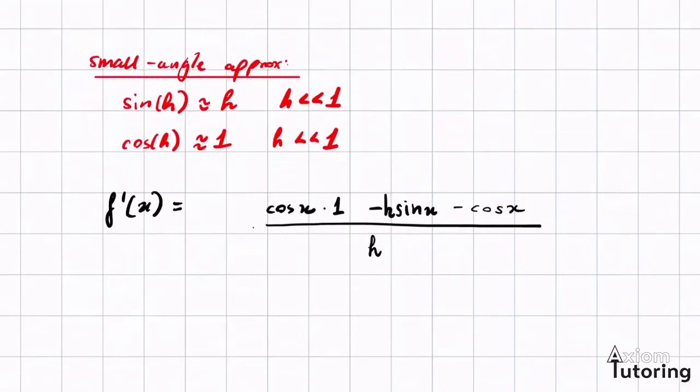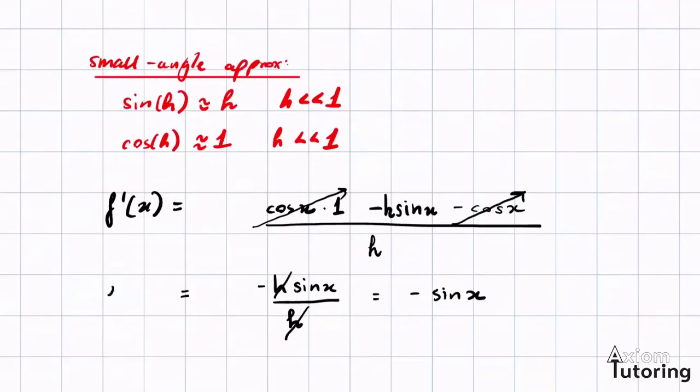So we can see here that cos x times 1, that's just cos x, and that is cancelled from minusing cos x in the last term there. And so what's left is minus h sine x over h, and we can cancel out the h, and we're left with minus sine of x for f dash of x.